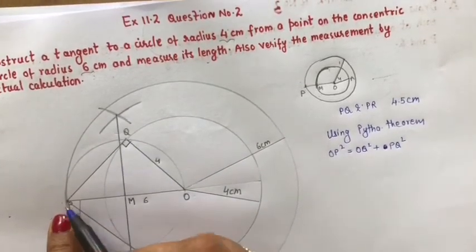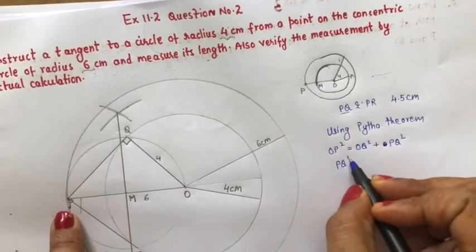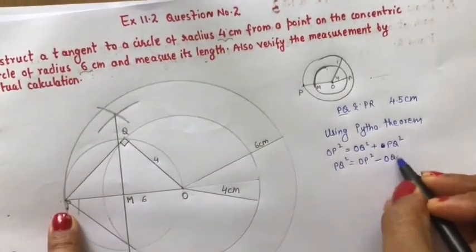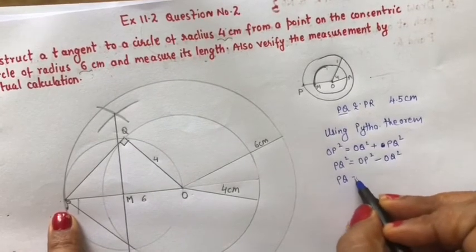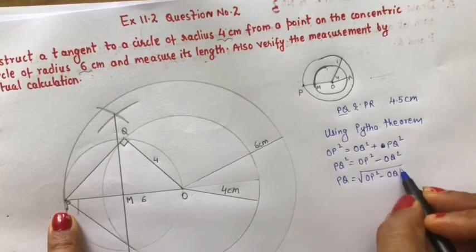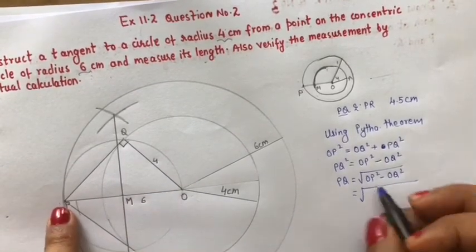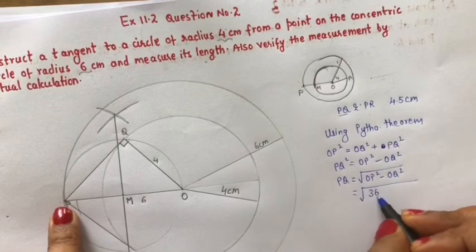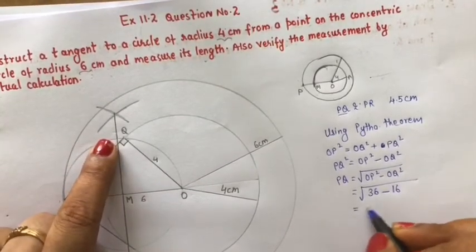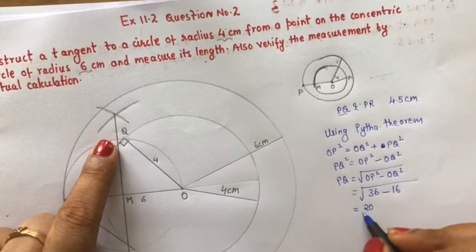What we have to find out is PQ. So PQ square will be equal to OP square minus OQ square, or PQ will be simply under root of OP square minus OQ square. Now we'll substitute the values. OP is 6, 6 square is 36, minus OQ is 4, 4 square is 16. So 36 minus 16 is root 20.